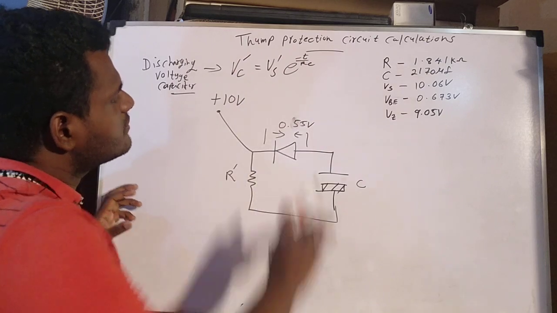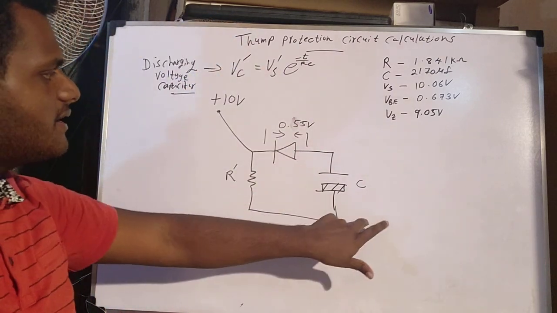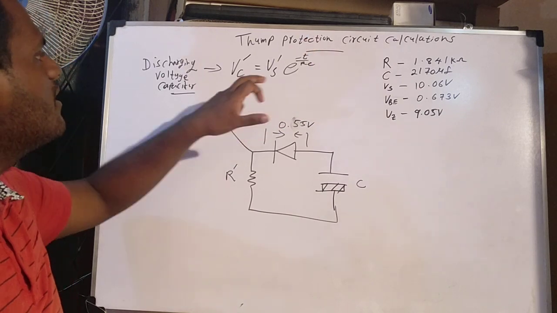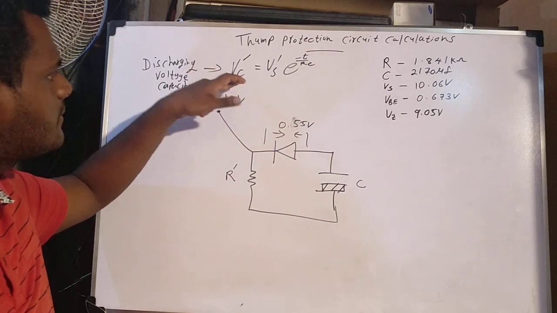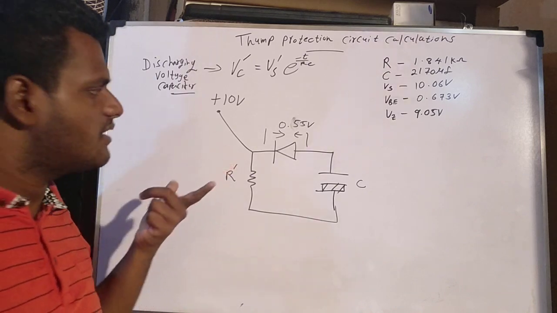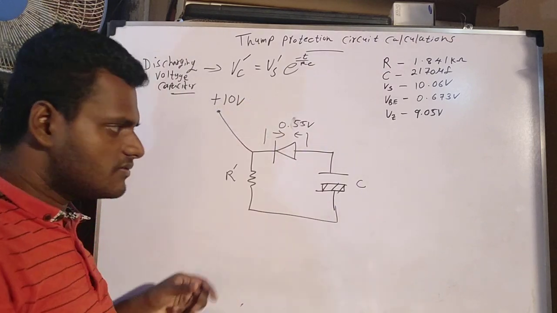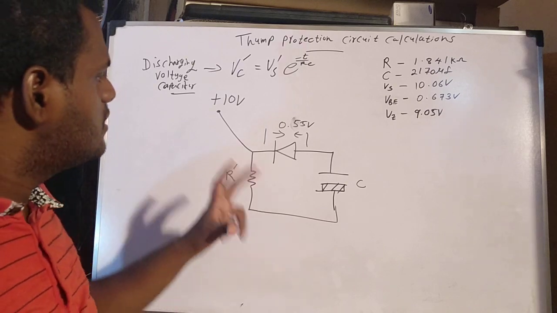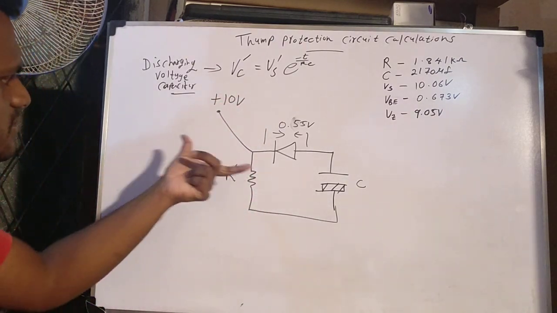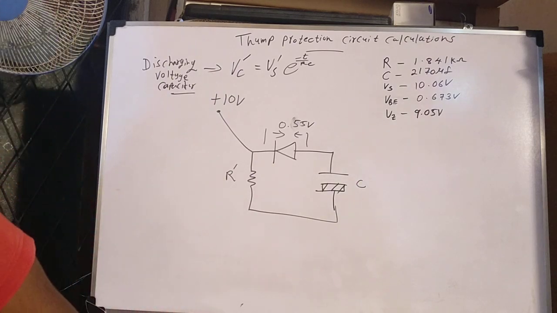According to this equation, I can give the time value and the voltage, then I can apply it. But we cannot do that here. Why? Because the 10 volts, I told you, is very important to calculate here. Let's see what happened in here.